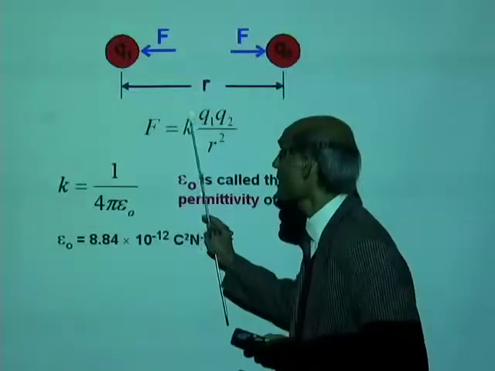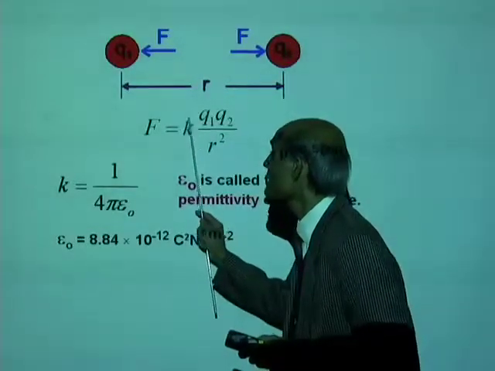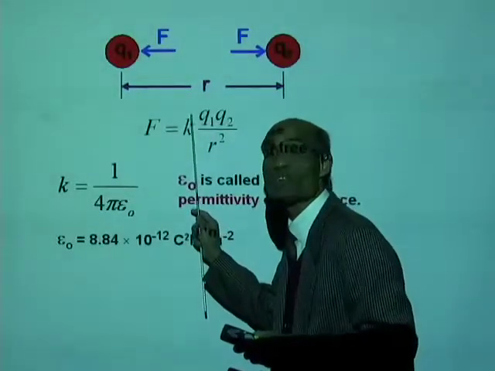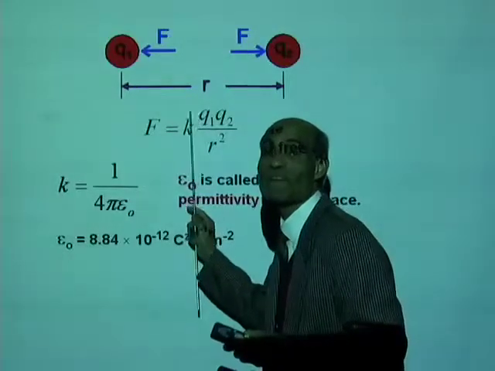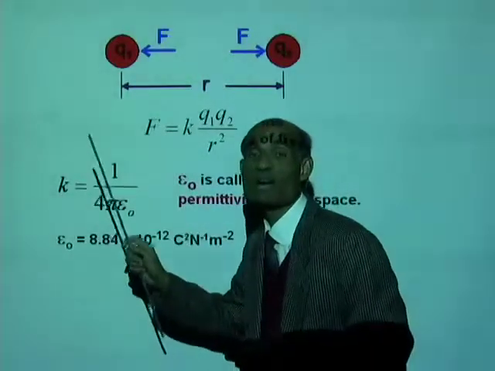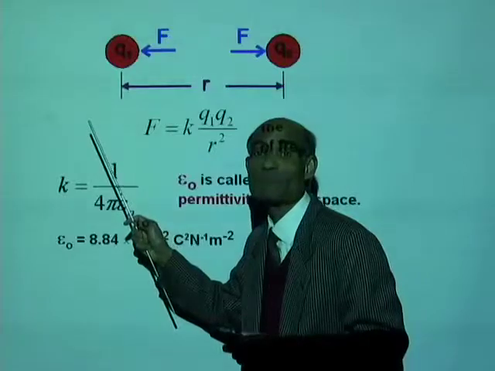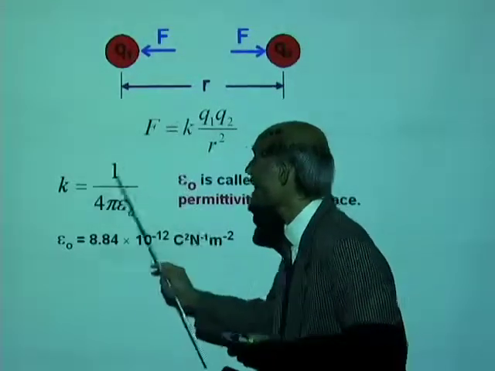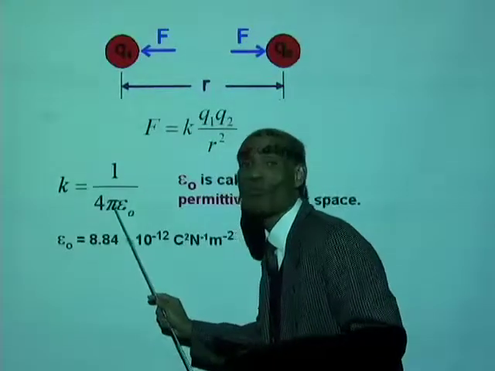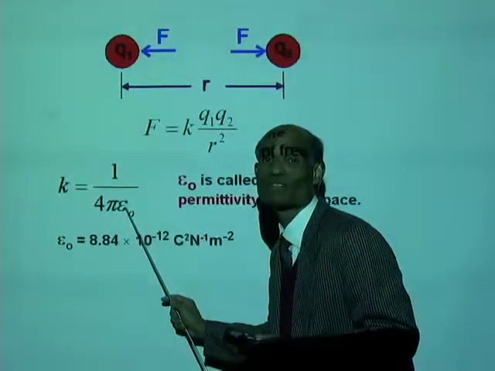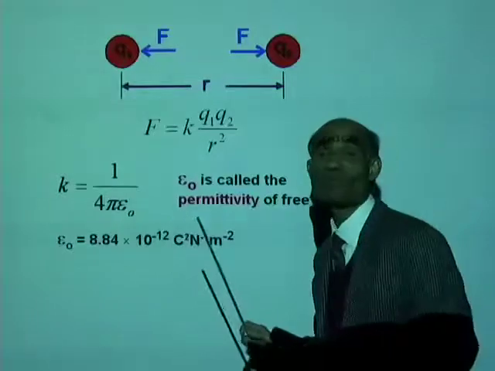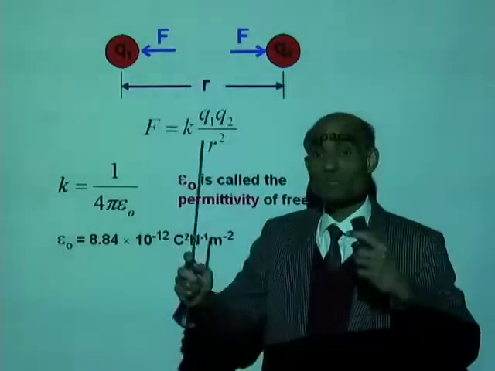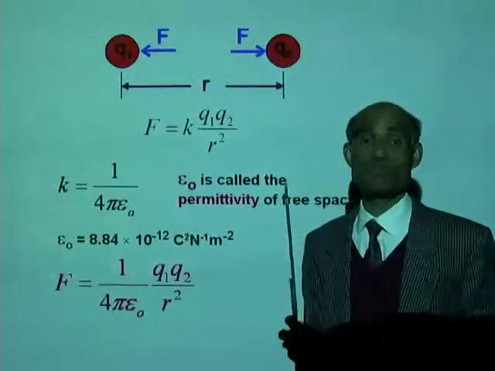So sometimes we will represent this K as it is. What will be the value of that K then? It will be 9 times 10 to the power of 9. Now, some other times we will write this K as 1 over 4 pi epsilon naught, and this is the value of epsilon naught. You must be familiar with both these forms.